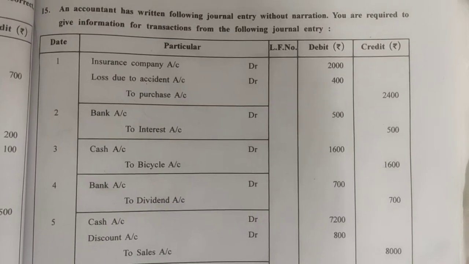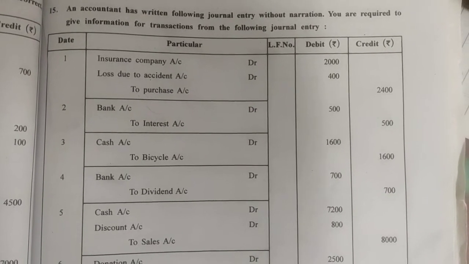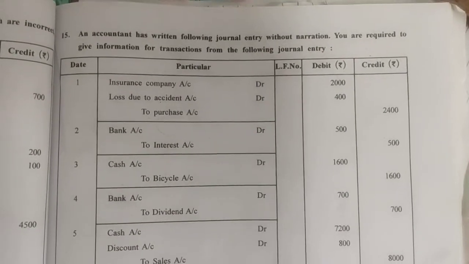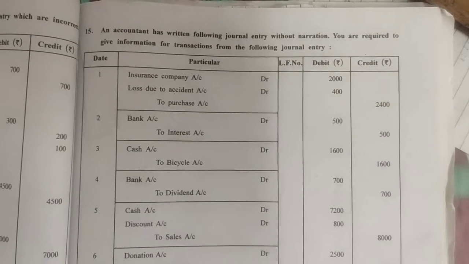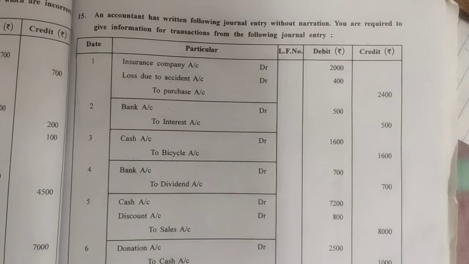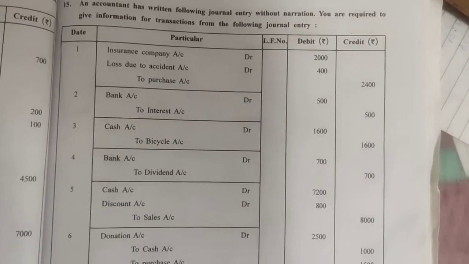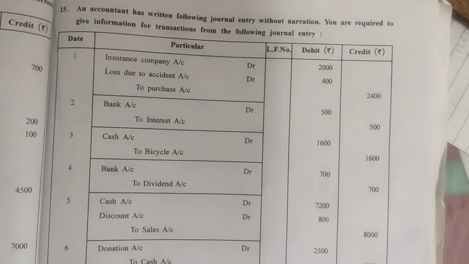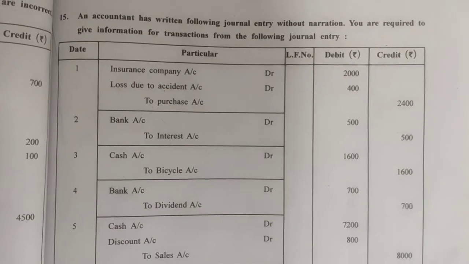The first transaction is insurance company, loss due to accident to purchase account. Insurance company account debit 2000, loss due to accident account debit 400, to purchase account 2400. This entry clearly indicates that insurance company account is debited 2000. That means the insurance company must have accepted a claim, and there is a loss due to accident of 400, and purchase account, that is goods account, is credited 2400. So this entry indicates that goods of rupees 2400 were destroyed by fire, for which the insurance company accepted a claim of 2000, and there is a loss of rupees 400.